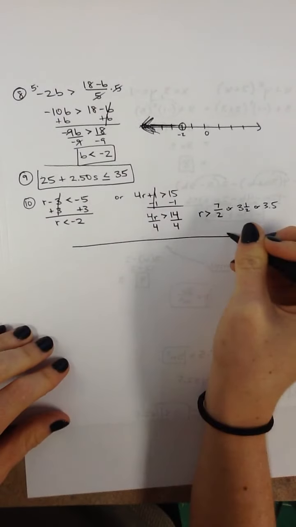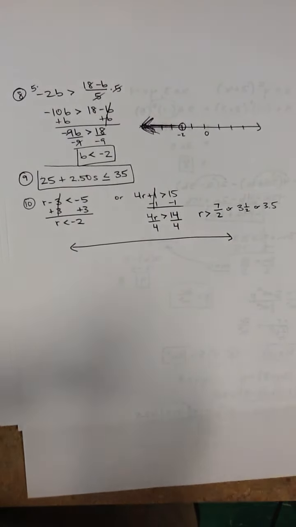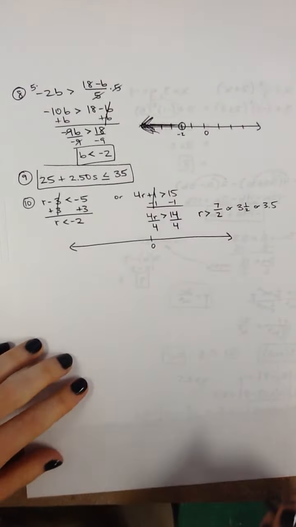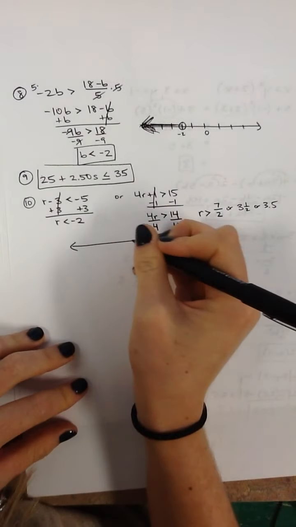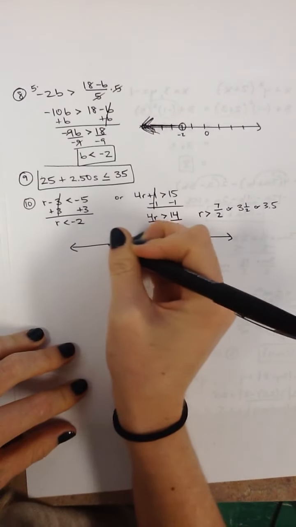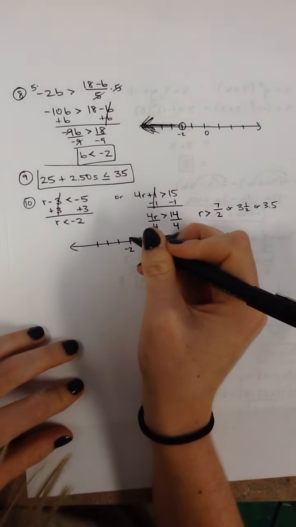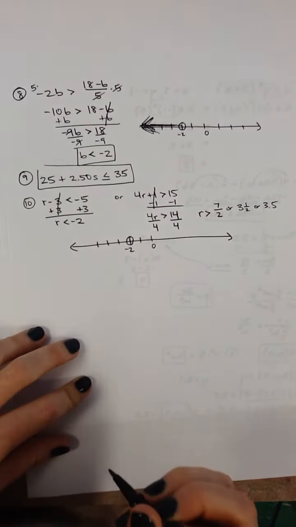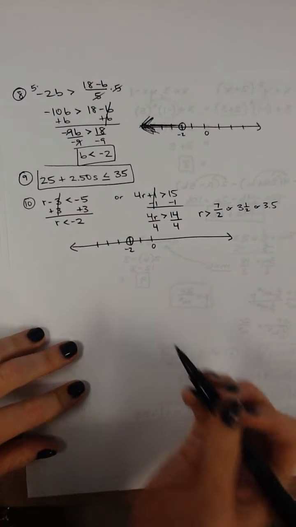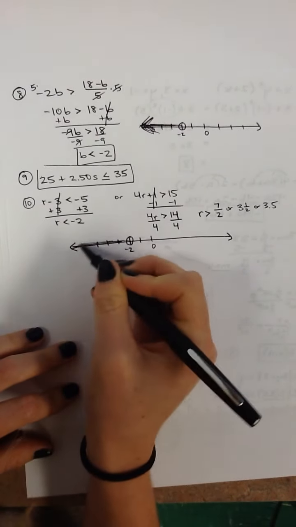So let's put this together on a number line. When you do the ors, what happens is you just combine everything up on one big graph. So here's the negative 2 for our first one. So R is less than negative 2, which is actually the exact same thing we just graphed up above, but with a different variable. So we have an open circle at negative 2, and we shade everything off to the left.